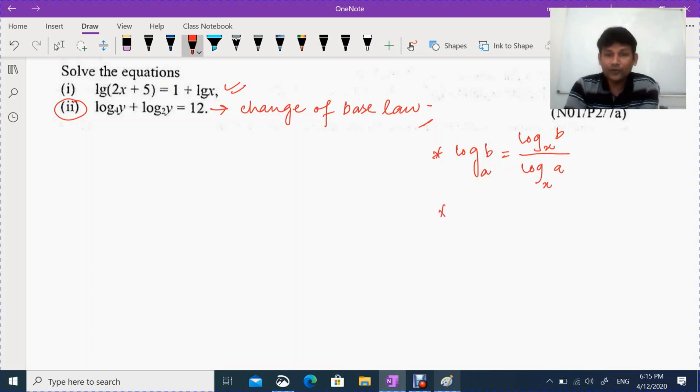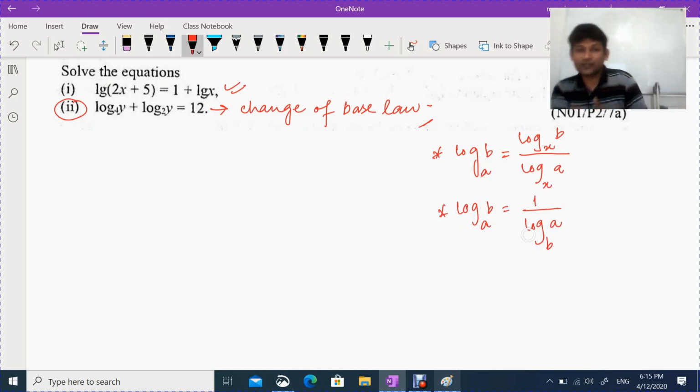But when you want interchange of base, when a is the base and you want to make b the base, you write 1 upon log of a base b. This is interchange of base. There are two possibilities: third base and interchange of base.